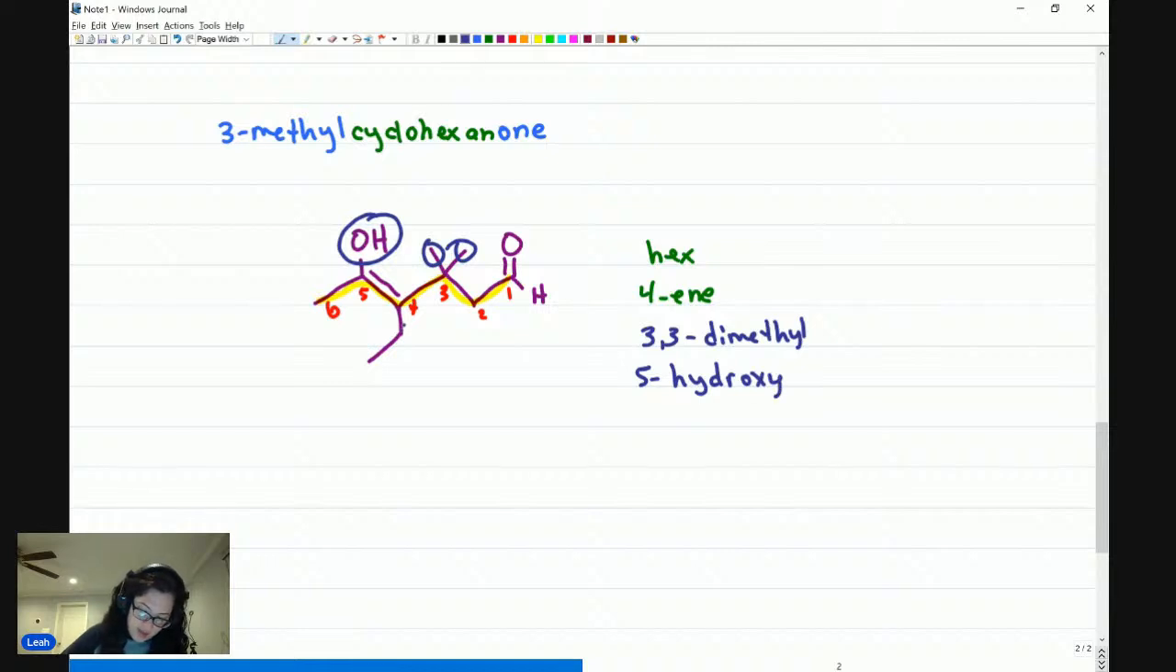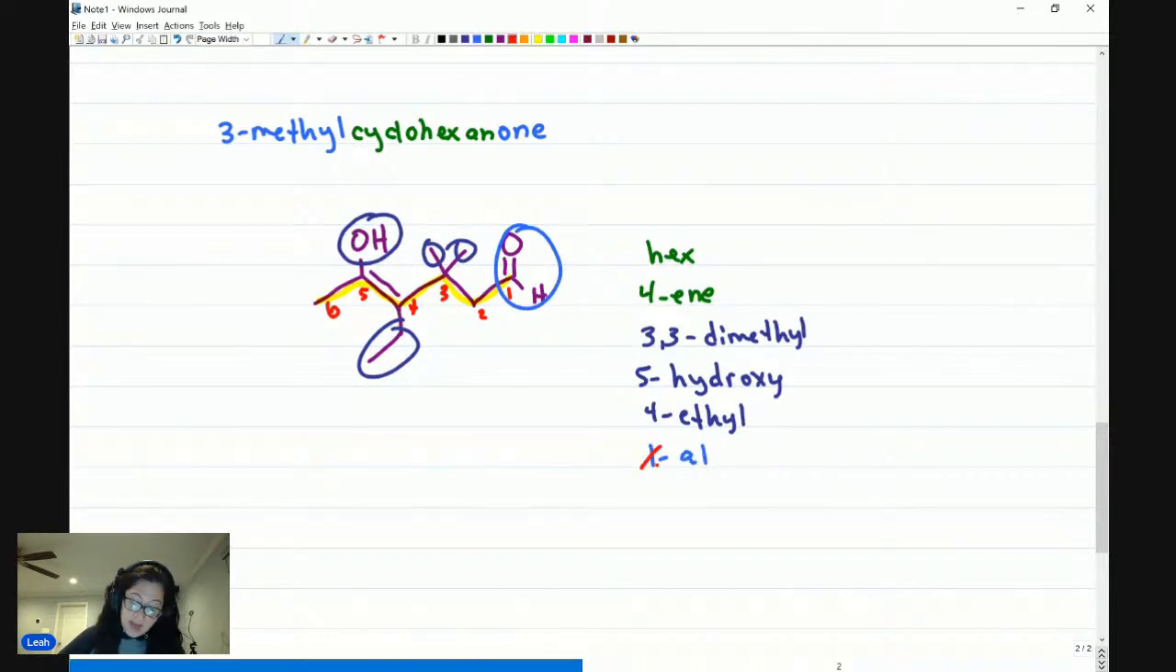Then I have an ethyl on carbon 1, 2, 3, 4. I did not give this thing too many bonds. Okay, just making sure. I made up the problem on the spot, so I didn't want to put too many bonds in there. So we have 4 ethyl. And then finally, for the functional group, we have an aldehyde on carbon 1. That would be 1-al, but again, the 1 is implied. It's self-understood, so we don't need the number there.